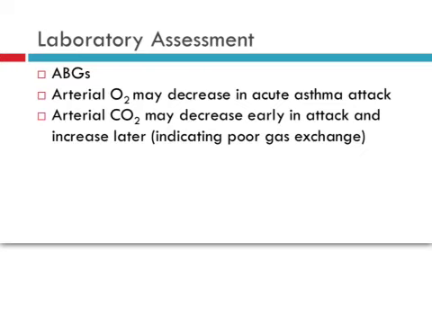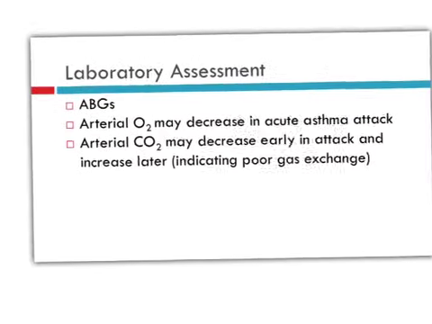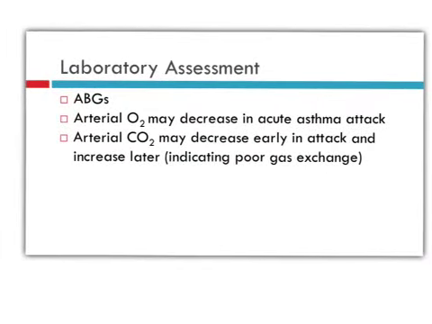Some of the laboratory assessment that you would do, arterial blood gases. So if you have a patient that is going into asthma, of course there's increased CO2 retention and not enough oxygen. As a result, you're probably going to end up with a respiratory acidosis, right? So arterial oxygen may decrease in acute asthma attack. Then again, CO2 may decrease in early attack and increase later, indicating poor gas exchange, because your body is going to give up somehow, sometimes. So very important that you keep that in mind. So we have to treat it fast.